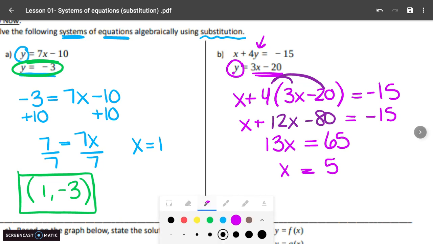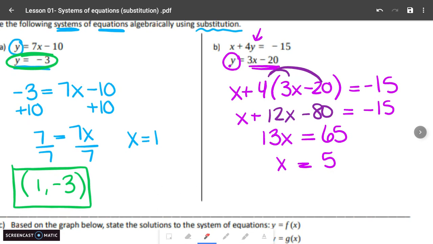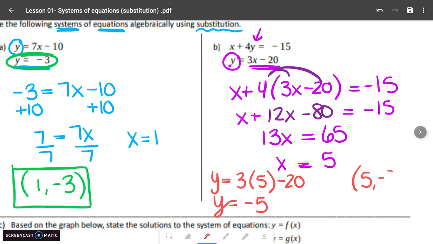Same as before though. We don't want to just leave x by itself. We're going to find what the y solution would be when x is 5. So I can plug into either one of these equations, the top or the bottom. I'm going to plug into the bottom because it's already got y set up by itself. So 3 times 5, subtract 20. y is going to be equal to 15, subtract 20 is a negative 5. And just like before, we'll write it as a point, 5, negative 5. So that would be our solution for those two equations.